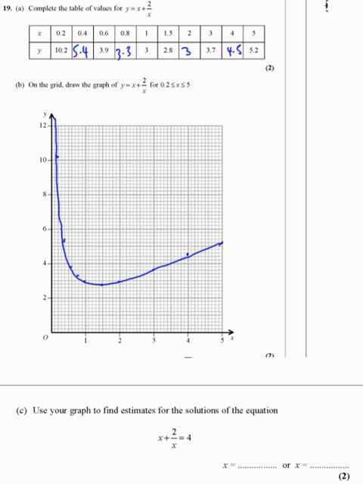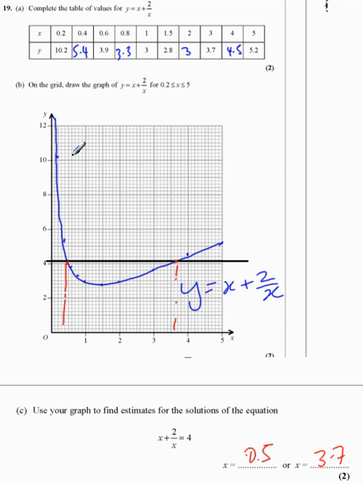Now, the important bit is the first one asks you to use the graph to find the solutions to the equation x plus 2 over x equals 4. Now, the graph you just drew is y equals x plus 2 over x. So where your graph is equal to 4, you just draw a horizontal line across 4 and see the x values where it meets. So it meets here at this x value, that's about 0.5. And at this x value here, which is about 3.7. So that's the first part.